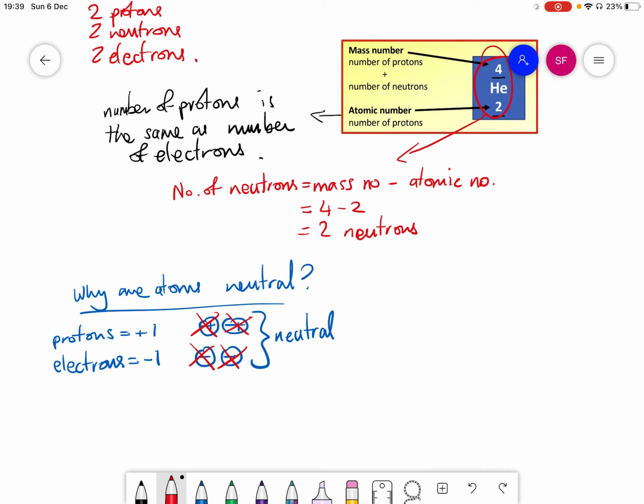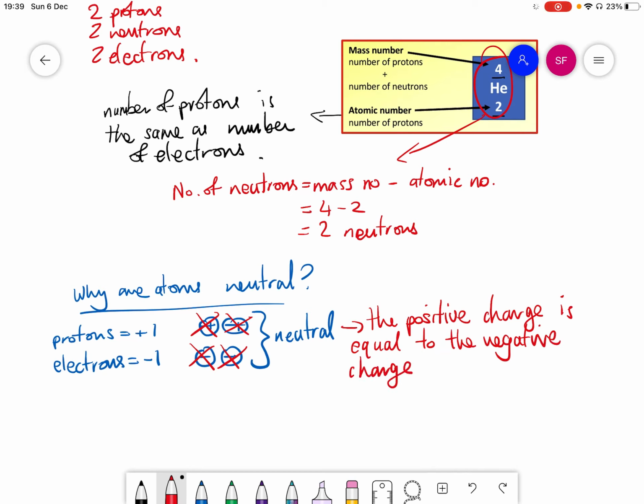So our neutrality in our atom comes from the fact that the positive charge is equal to the negative charge, so it cancels out.